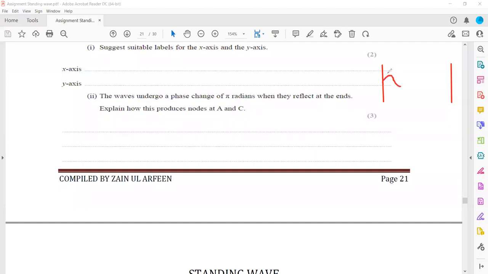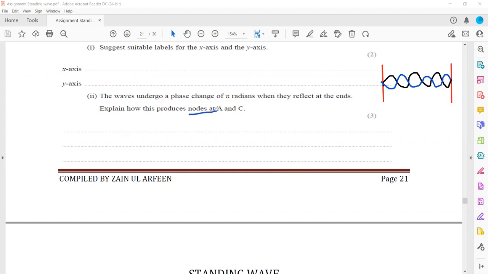When the two waves are traveling and strike the fixed end, they undergo a phase change of 180 degrees. It means if the trough strikes, it will become a crest, and if the crest strikes, it will become a trough. So, as you can see, the two waves are 180 degrees out of phase, or pi radians out of phase.